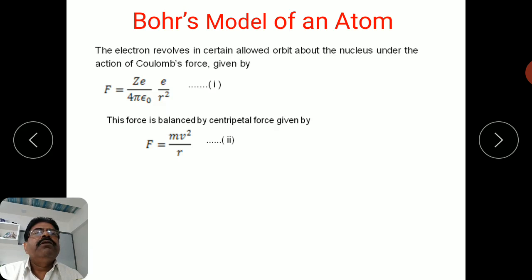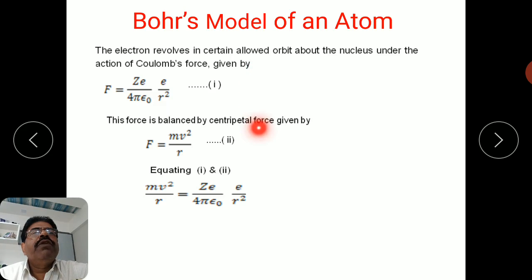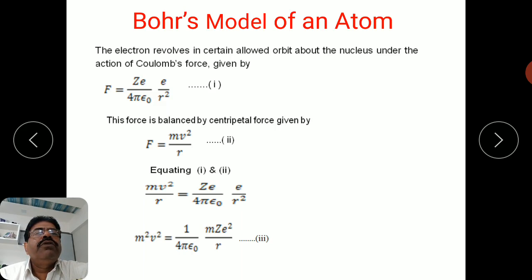This is the force experienced by the electron. This force is balanced by the centripetal force. The electron is performing a circular orbit, so there will be a centripetal force. This force F is given by mv square upon r, where m is the mass of the electron, v is the velocity, and r is the radius of the orbit of the electron. So from equation 1 and 2, if you equate these two forces, since they are balanced, m v square upon r is equal to Ze square upon 4 pi epsilon 0 into r square. If you rearrange the terms, take this r to this side and multiply both sides by m, the left hand side will become m square v square and the right hand side will be 1 upon 4 pi epsilon 0 into m Z e square upon r. So this is equation 3.